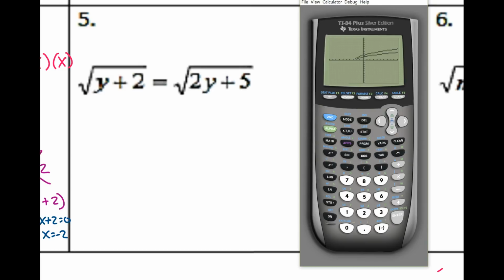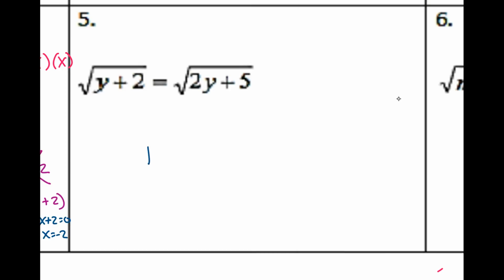Uh-oh. So, what's wrong here? No solution. Do they ever touch? No. So would I be kind of wasting my time solving this? Yeah, I would. So that's why you graph first.